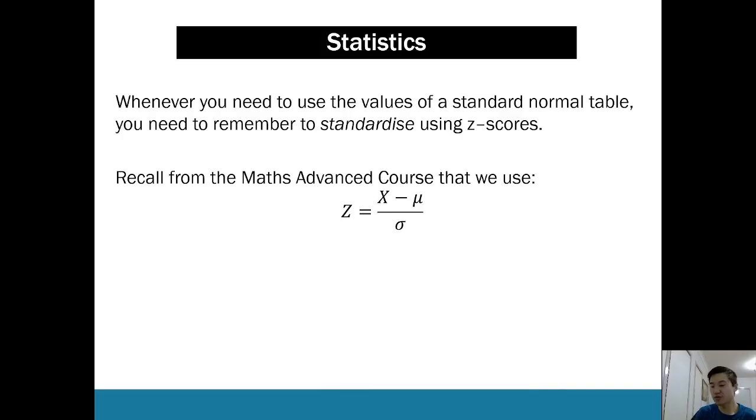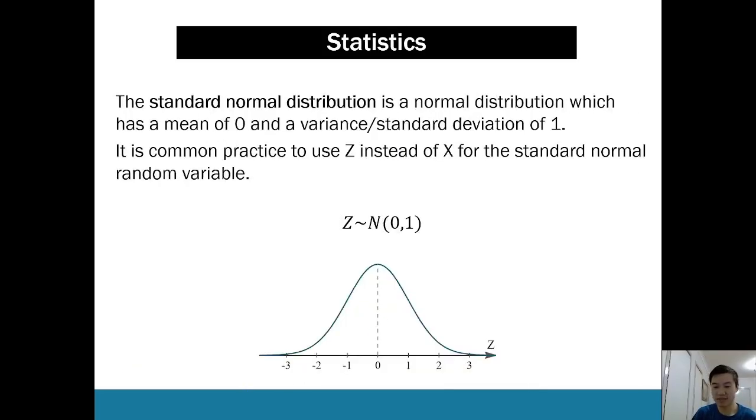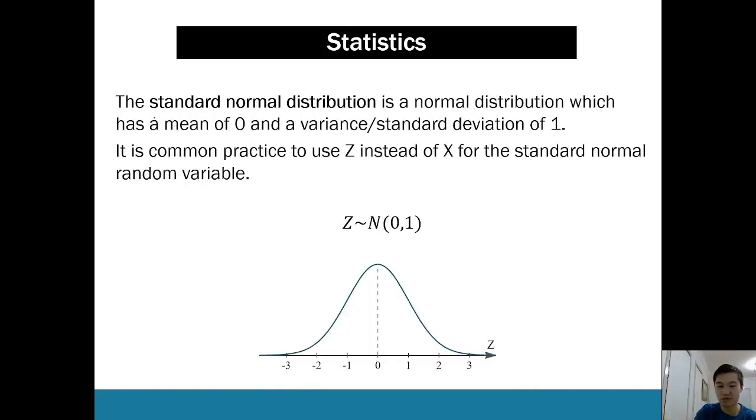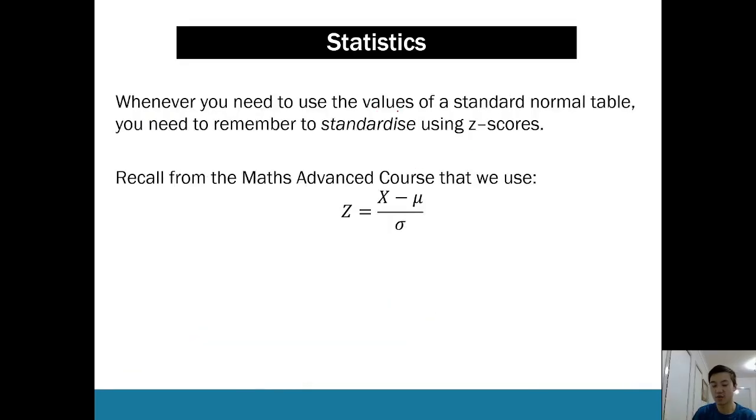Whenever you use the standard normal table, it will only give you results for the standard normal distribution. So if you're working with any other distribution, you need to standardize it using z-scores. From Maths Advanced, you learned that to standardize, you take your score, subtract the mean, then divide by the standard deviation.